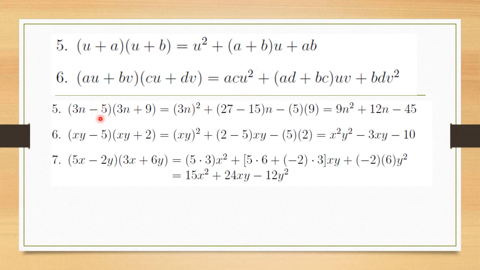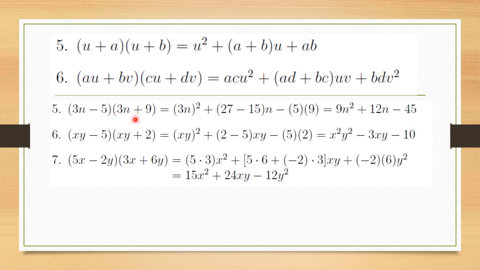Your A and B here are -5 and 9, so that would be 27 minus 15. Yes, because you've got a 3. There should be a 3n here distributed to 9 minus 5, so that would be 9 times 3 is 27, and 5 times 3 is 15. And then last would be 5 times 9, this one.